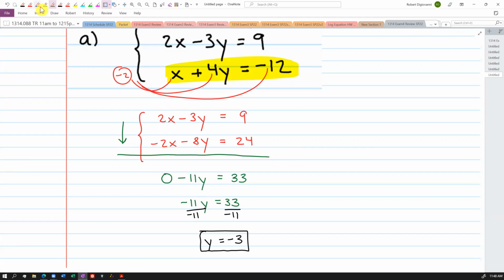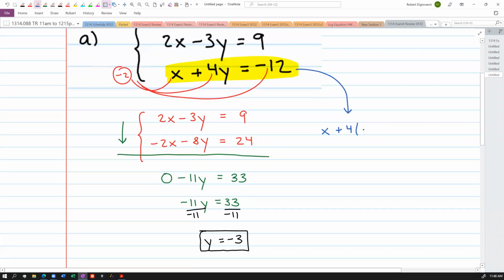And let's go ahead and plug it into that. So I'm going to have x plus 4 times y, but y we just said was -3. That must equal -12. Huh, interesting. We get x minus 12 equals -12. And then we add 12 to both sides. And we get x is equal to 0. That's okay. All right. X is equal to 0 is our solution.